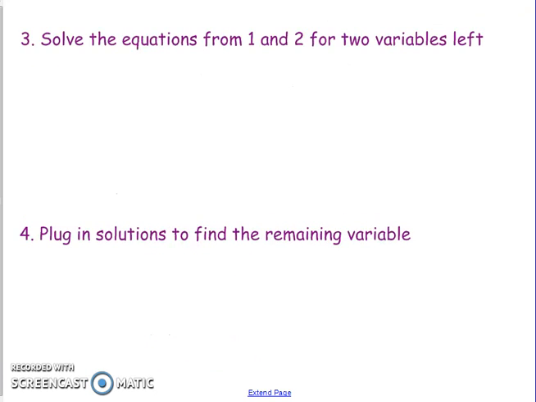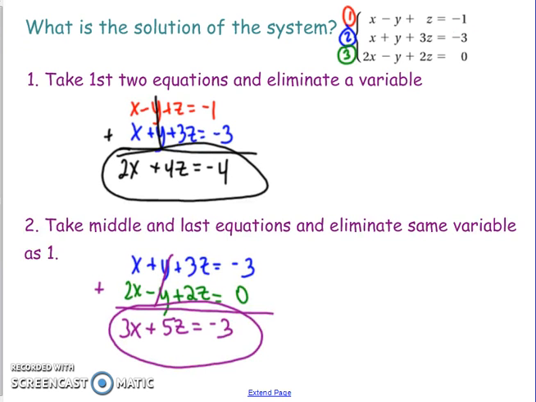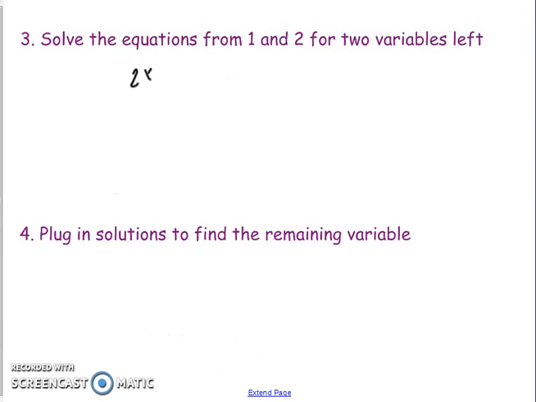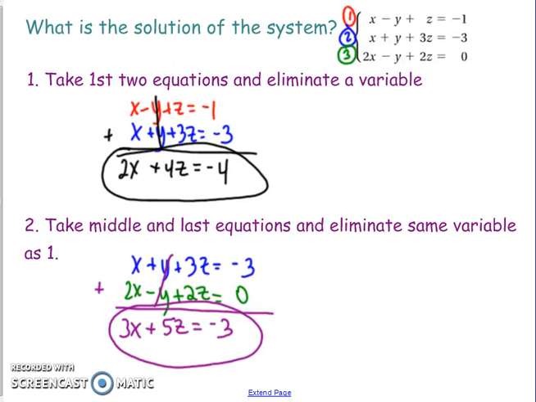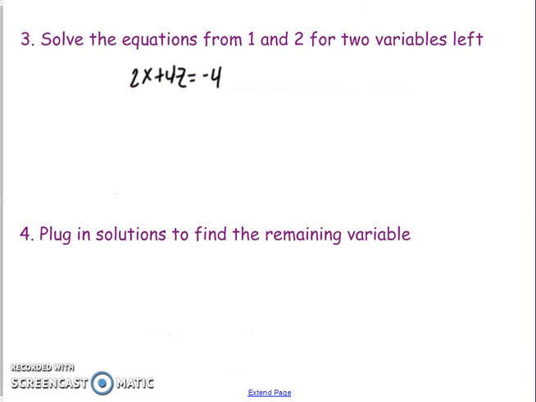So step 3 says solve equations from 1 and 2 for the 2 variables left. So I'm going to take my 2x plus 4z equals negative 4. And I'm going to take 3x plus 5z equals negative 3. And now I want to do regular elimination here. It doesn't matter if we get rid of the x's or the z's, whichever one is easier. I'm going to go for the x's.